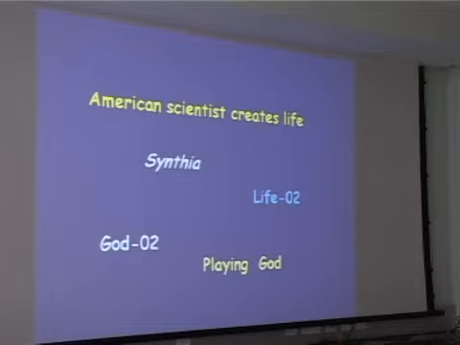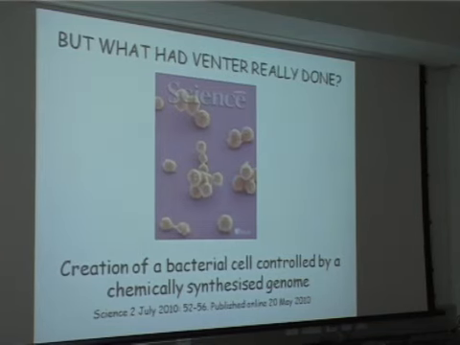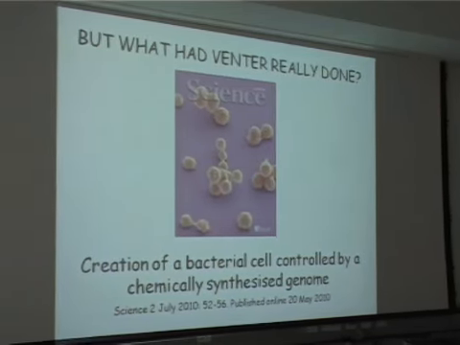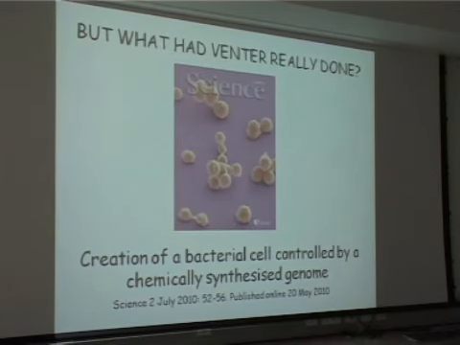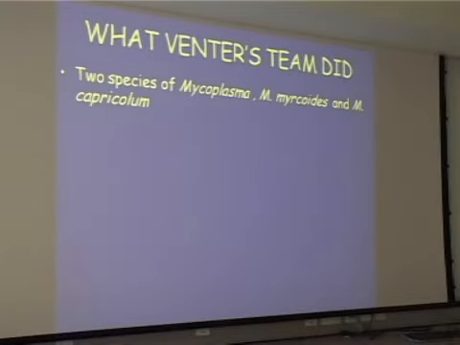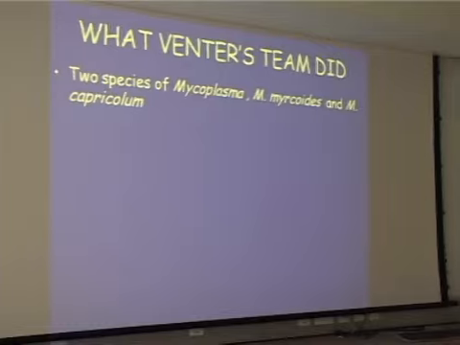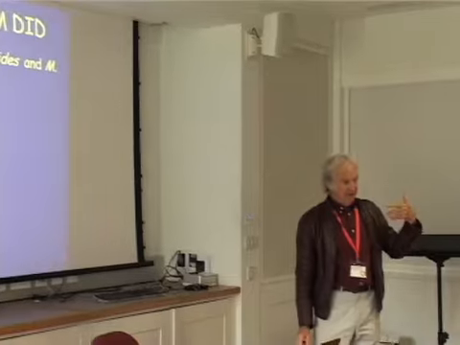So what had he done? What had Venter really done? And that tells us what he'd done. He created a bacterial cell controlled by a chemically synthesized genome. And I'm going to unpack that a little for us so that you can think about what that actually involved. This is what he did. There are two species of a small bacterium called mycoplasma. Mycoplasmas are the groups of bacteria that are, for example, involved in some forms of TB. And there are two species which are very similar.